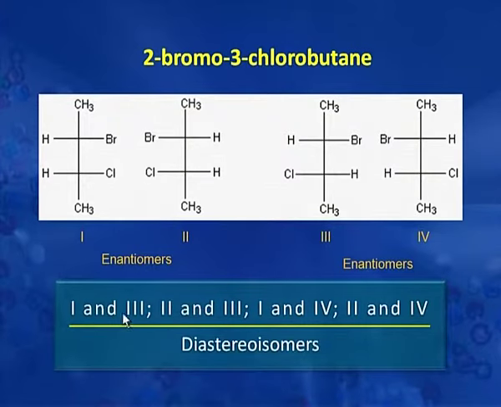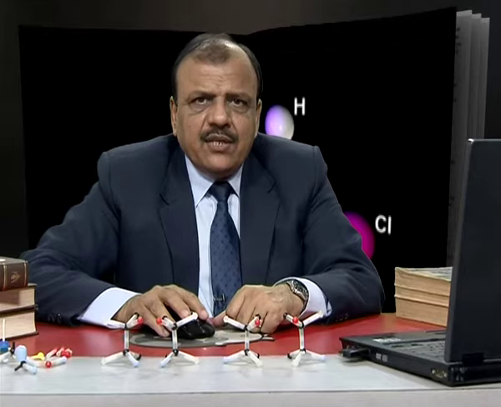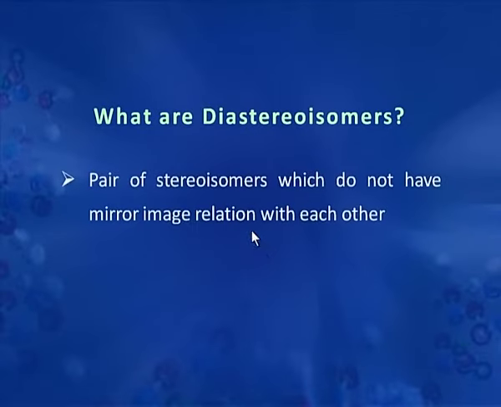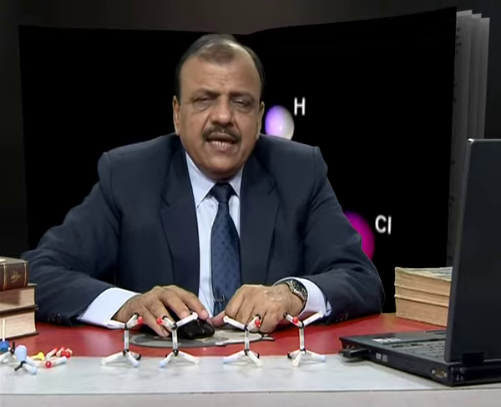So this pair 1 and 3, 2 and 3, 1 and 4 and 2 and 4, such pairs are called diastereoisomers. Diastereoisomers are defined like this: they are a pair of stereoisomers which do not have mirror image relation with each other. So for any compound we can have different stereoisomers and we can distinguish them as enantiomers or diastereoisomers. Enantiomers are the pair which are mirror images of each other and non-superimposable. Diastereoisomers are the pairs which do not have mirror image relationship.